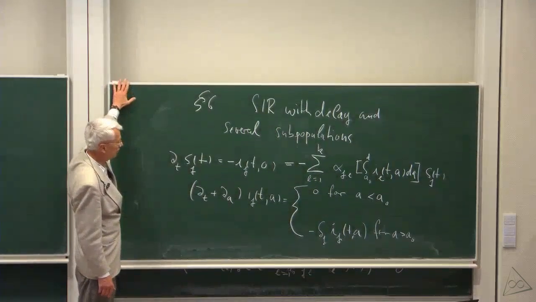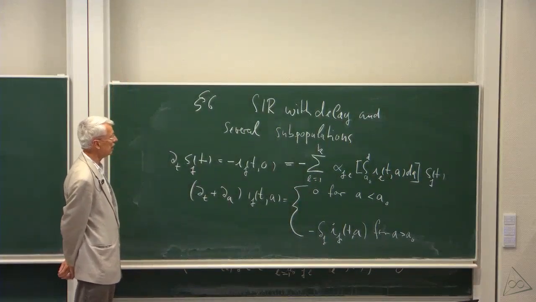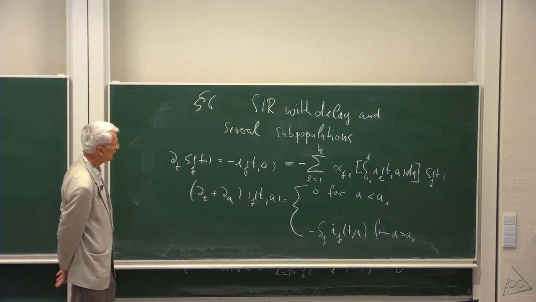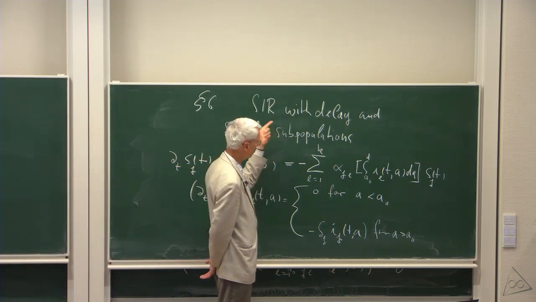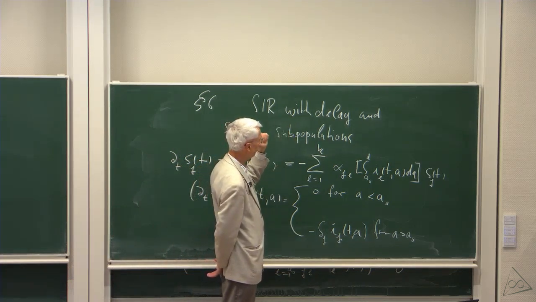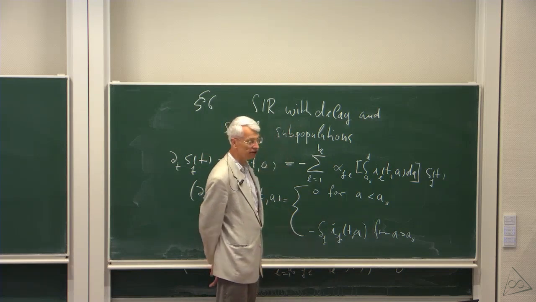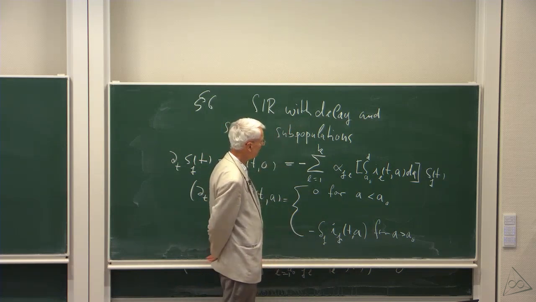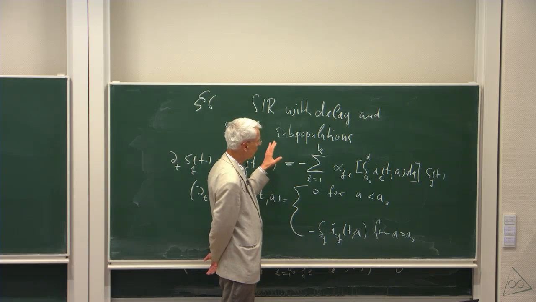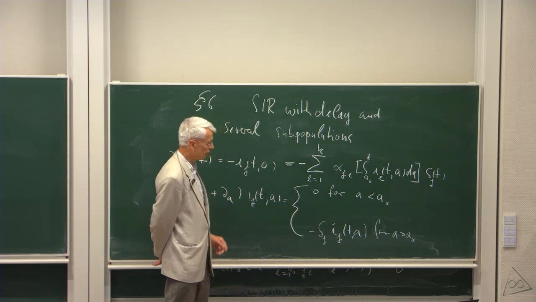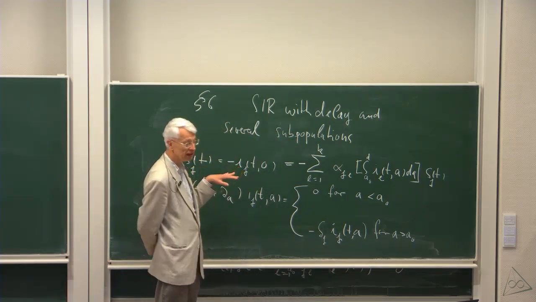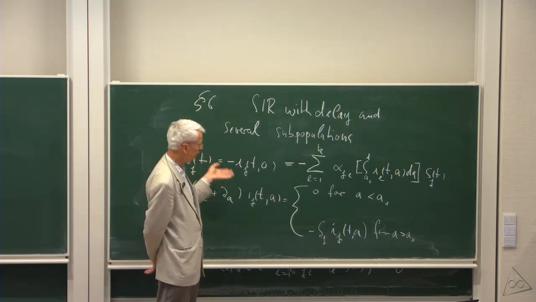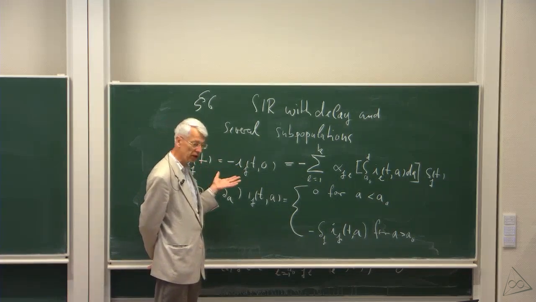In the last episode, I was explaining the relationship between an SIR model for one homogeneous population, but with delay, and the stochastic individual-based models. Now I was concentrating only on one, but you can imagine that, of course, the same is true if you have K subpopulations and you have these individual-based models for the subpopulations.